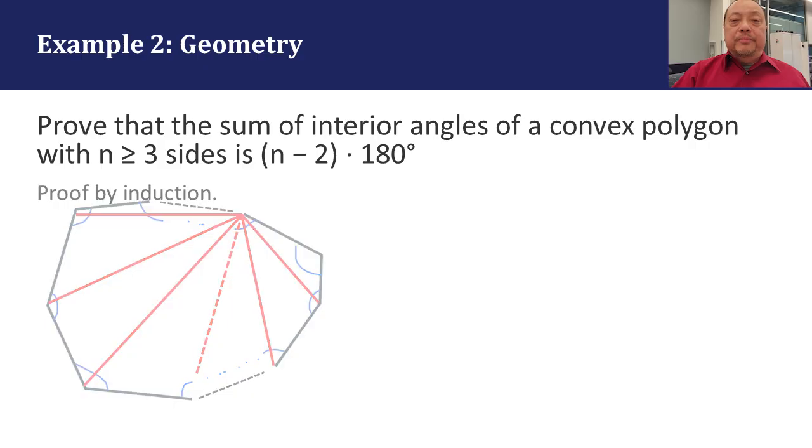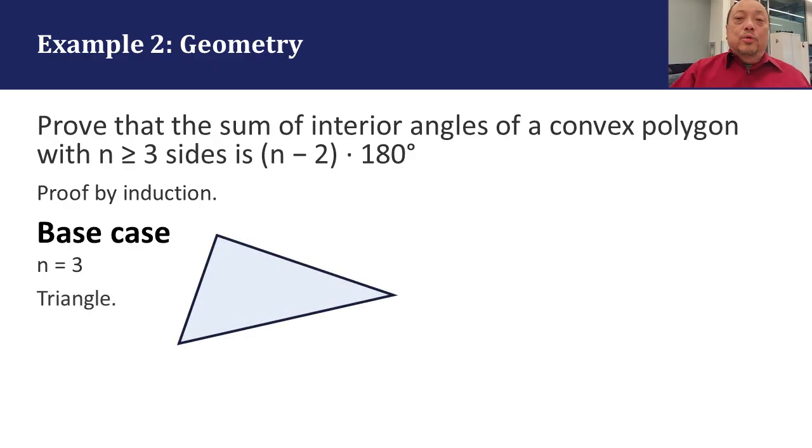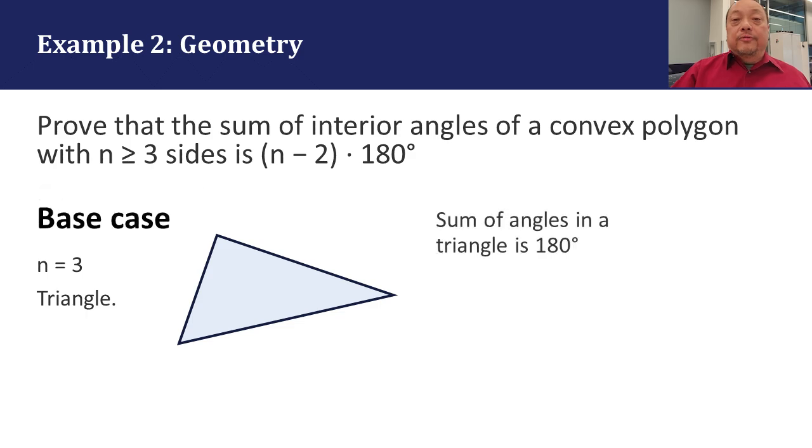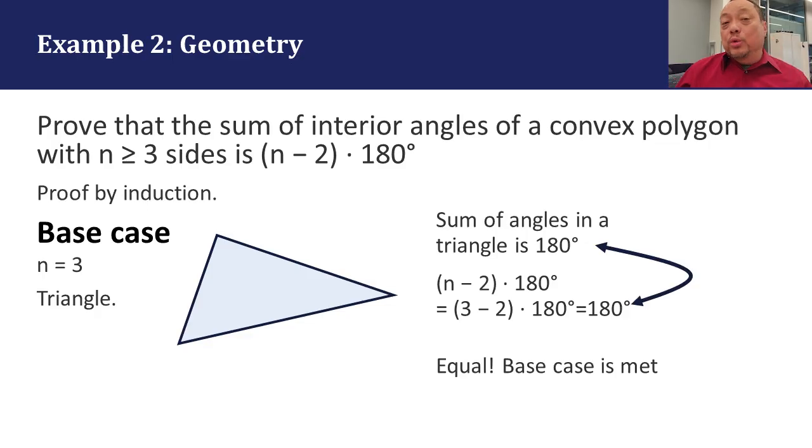Let's go. First, we write the words, proof by induction. Base case, n equals 3, because in the question, the starting value for n is 3. When n is equal to 3, the polygon is a triangle. For a triangle, the sum of the angles is 180 degrees. And n minus 2 times 180 equals 3 minus 2, which is 1, times 180 equals 180 degrees. The formula works, so the base case is true.